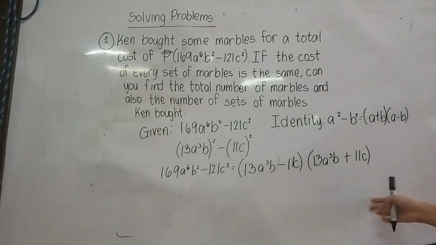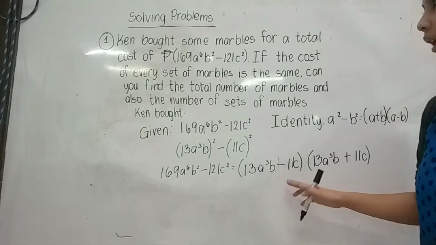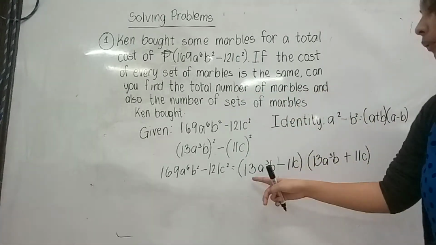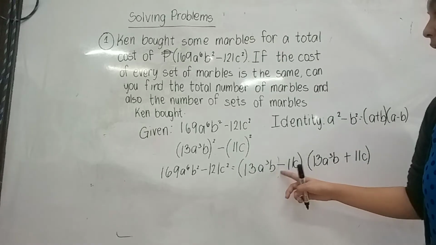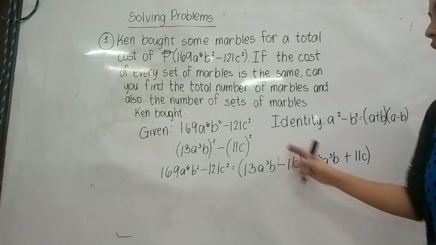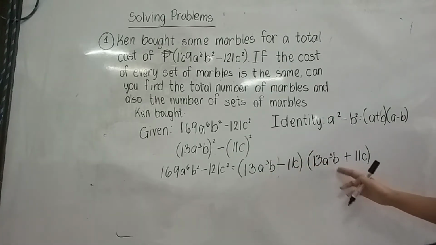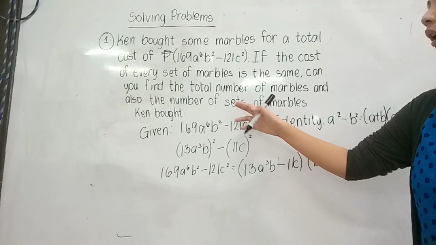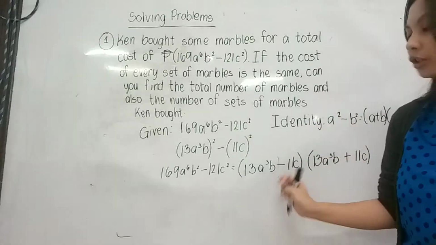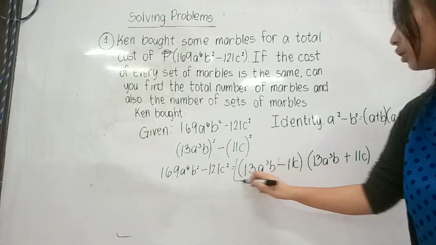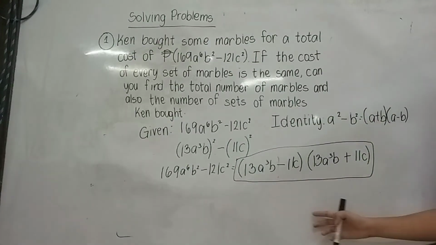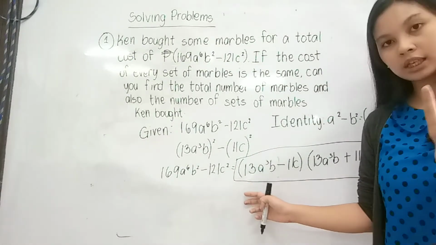So, ibig sabihin, pwede nating sabihin na ang total number of marbles na binili ni Ken ay 13a cube b minus 11c. Okay? O kaya naman pwede rin 13a cube b plus 11c kahit alin sa kanila. Ganon din yun sa number of sets of marbles na binili niya. So, ganon lang siya. Ito yung ating answer for this given problem. So, meron pa akong next example.